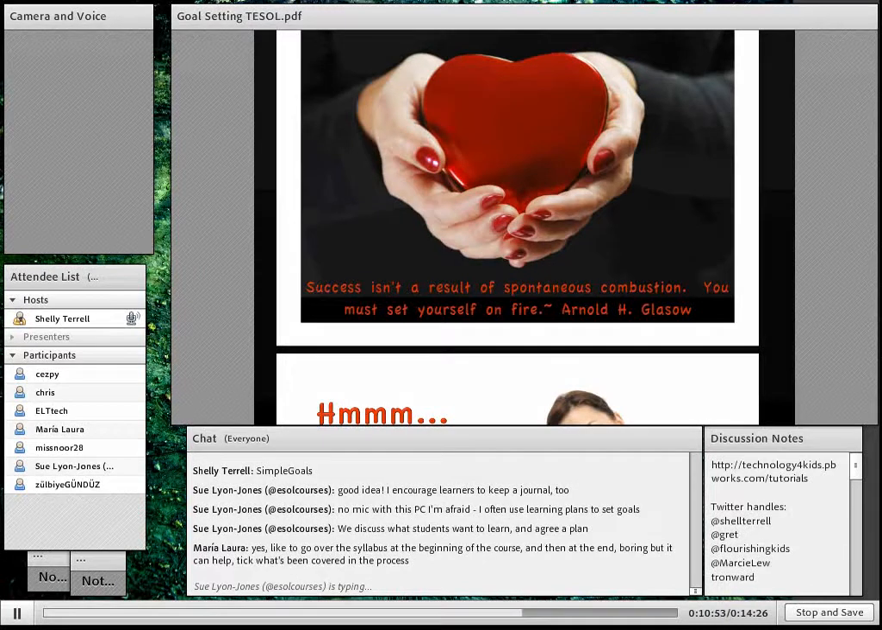Okay, that's great. To discuss what students want to learn and agree to a plan, I think that's really important. The students have to agree to accomplish a plan. It's almost like they're making that commitment. They're committing to something specific.